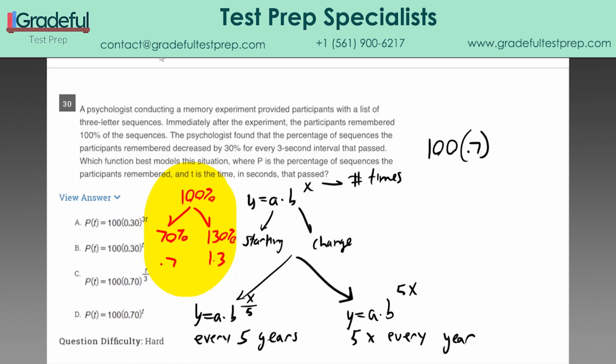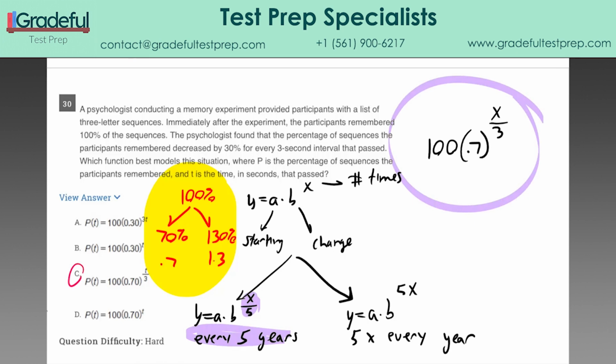And it's happening every 3 seconds. So that's the idea of x over 3, just like this example here was every 5 years. So that's what we need, 100 times 0.7 to the x over 3, which is answer choice C for number 30.